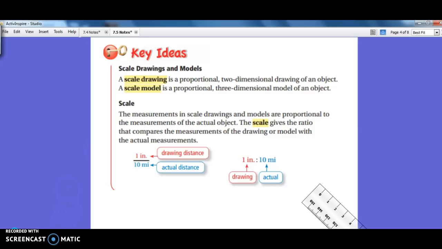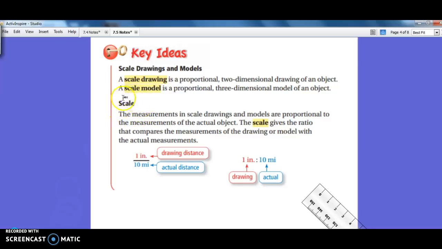So here it says, a scale drawing is a proportional two-dimensional drawing of an object. And then you have something called a scale model, which is a proportional three-dimensional model of an object. Could you think of an example of a scale drawing or a scale model? Some of you might have thought, well, a map is an example of a scale drawing. It's a smaller version of the real streets and roads out there. An example of a scale model could be something like a globe, which is a three-dimensional, smaller version of the Earth that we live on.